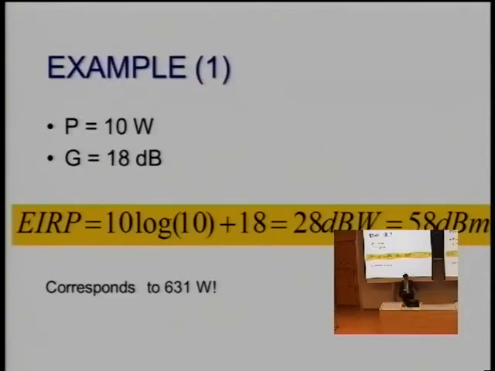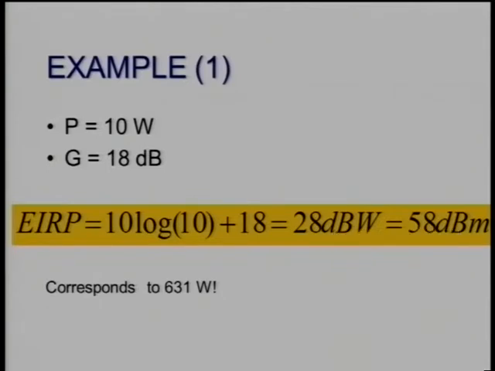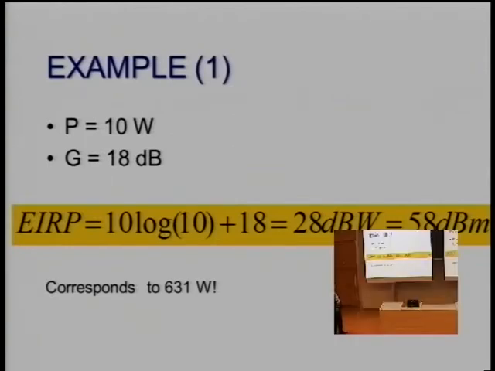So, just to give you some examples with some numbers, let's say our ground station transmits with 10 watts, and we are feeding this into a quite long UHF Yagi antenna with 18 dB gain. Then we have an EIRP of 10 log 10 plus 18, so this is 28 dBW or 58 dBm, and this corresponds to 631 watts of EIRP. So if I had an omnidirectional antenna, I would have to feed more than 600 watts into this antenna to get the same effect at the spacecraft.